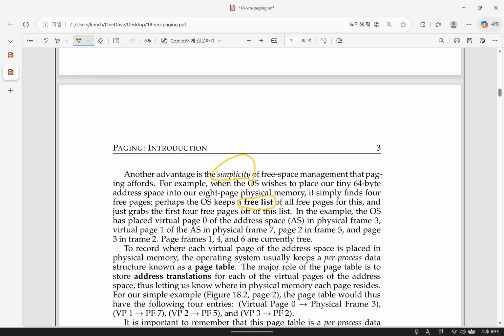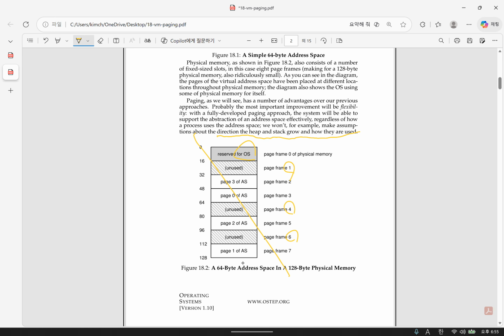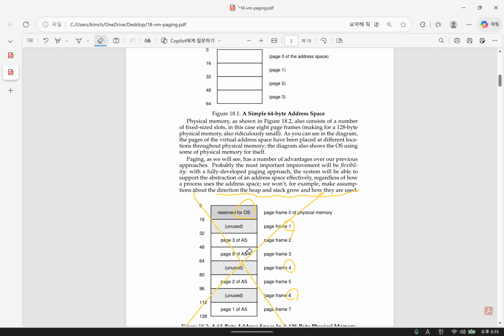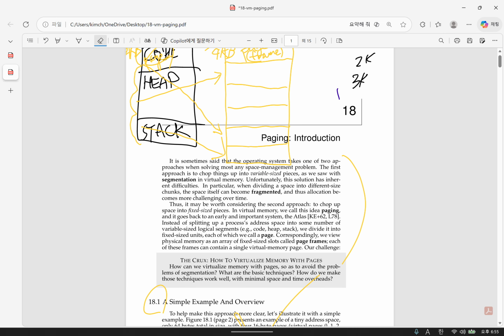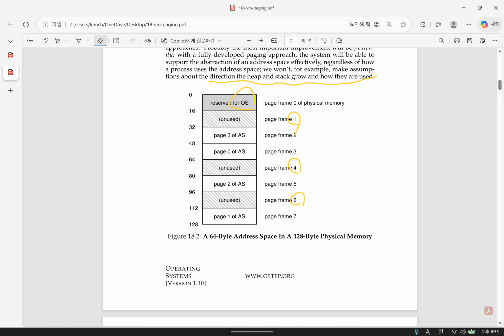I think there's an error here. For example, when the OS wishes to place our tiny 64-byte address space into our 8-page physical memory, it simply finds four free pages. So this is not the thing that we're using. No, this is the thing, but they're assuming that this is unused, which is wrong because they said it's reserved for the OS.